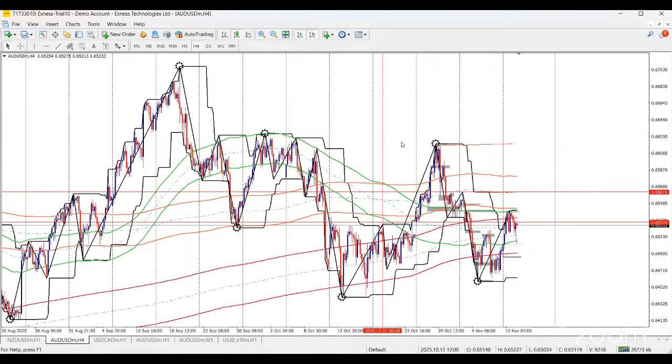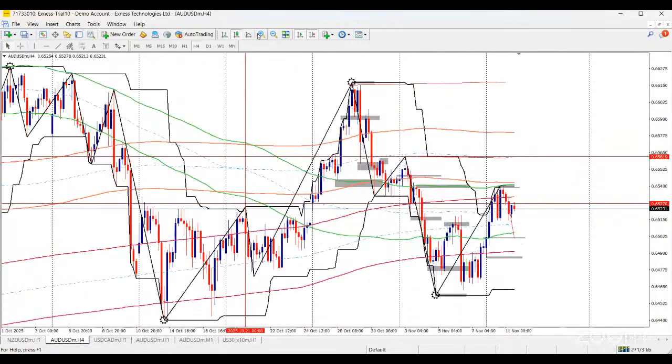AUD-USD rather, on the H4 time frame. You see, it looks quite choppy. However, when you zoom in, you see the sunshine that was printed. How indicators move is, once one sunshine is printed, it buys till another is eventually printed.